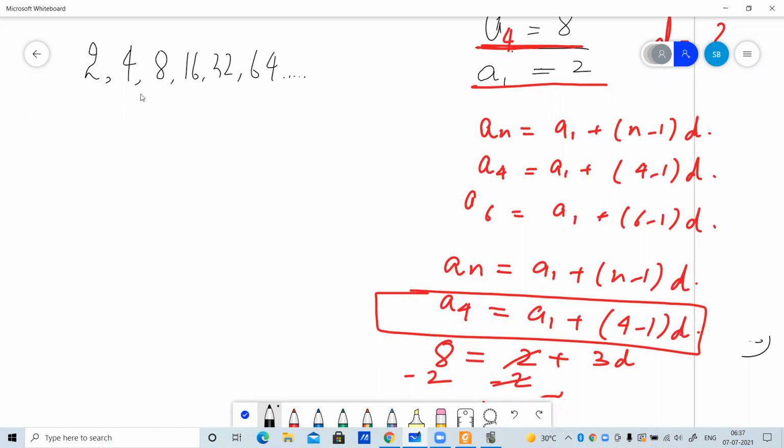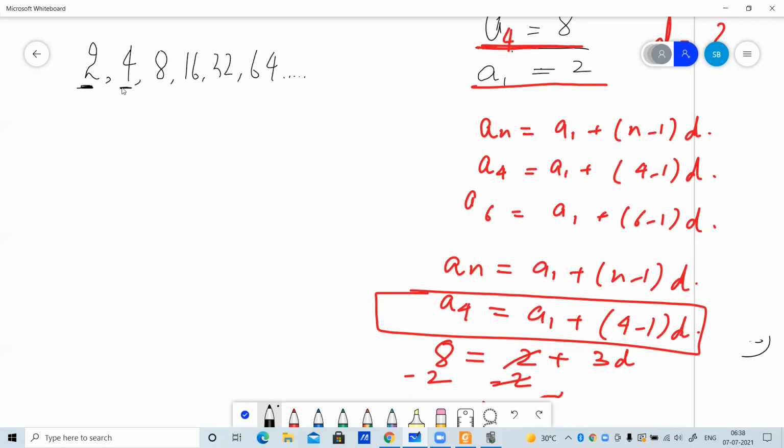Is it having a common difference everywhere? No, it increases each time. So that means it's not an arithmetic sequence, right? If it's not having the common difference, it's not an arithmetic sequence. Now let us see, is it increasing by some multiplying factor? For example, 4 divided by 2, how much will it be? Multiplied by 2 each time.